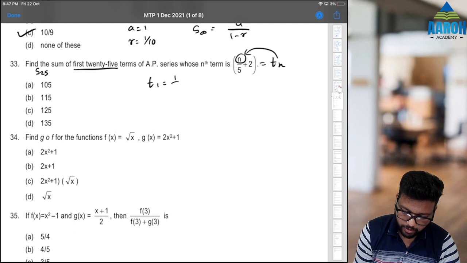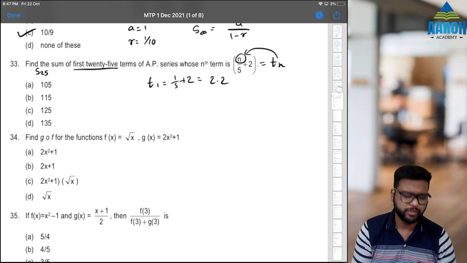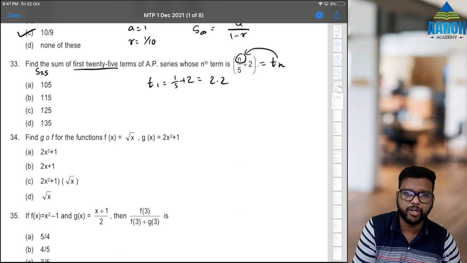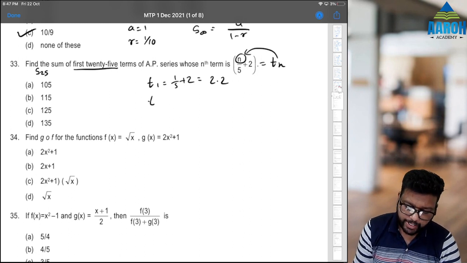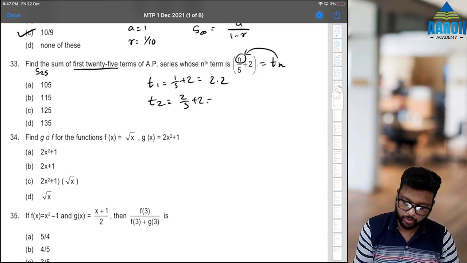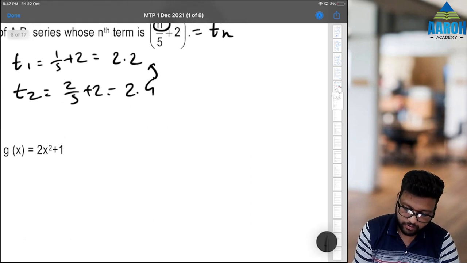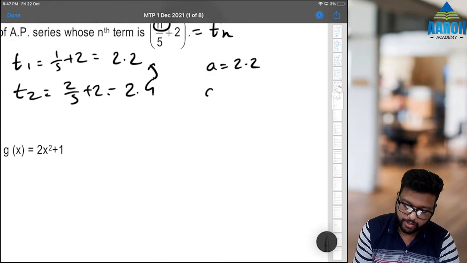That's it. So 1 by 5 plus 2 is 2.2. Okay, you can do it on a calculator. 1 by 5 plus 2, 2.2. Second term will be what? 2 by 5 plus 2. 2 by 5 plus 2 is what? 2 by 5 plus 2 is 2.4. Now we know that the first term is 2.2 and the common difference is 0.2, right?